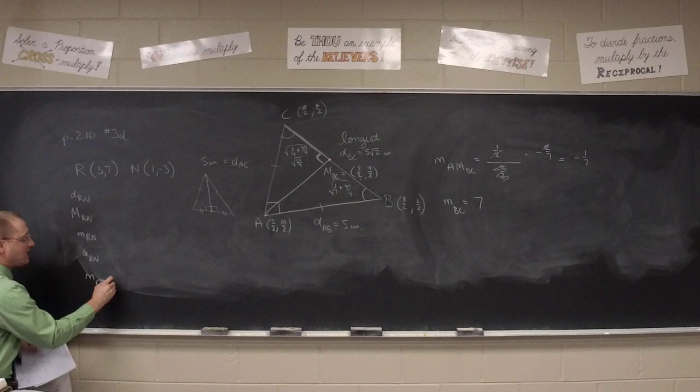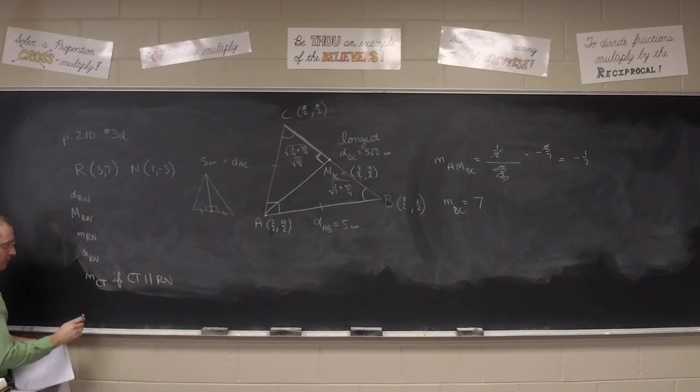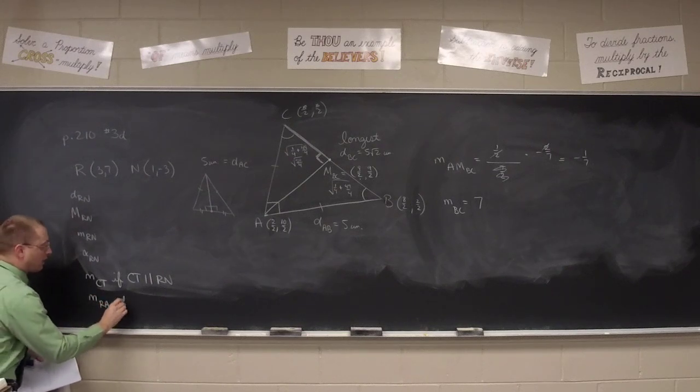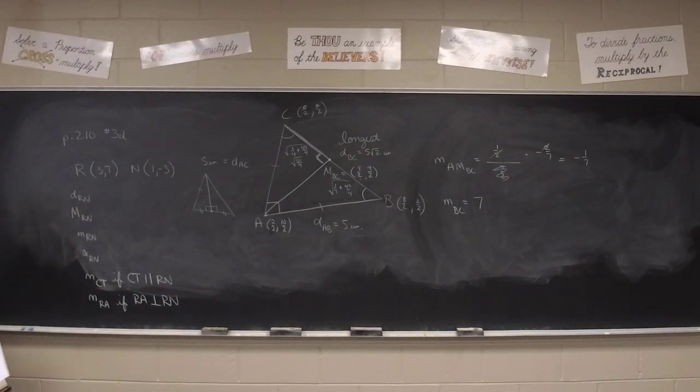I also want you to find the slope of a line CT if CT is parallel to RN. I also want you to find the slope of RA if RA is perpendicular to RN. So 6 things you're finding in addition to page 210, number 3D. Given R and N, find the length, midpoint, slope, and angle of inclination of RN. Also find the slope of CT if it's parallel to RN, and the slope of RA if it's perpendicular to RN. We'll take a look at that in our next lesson.